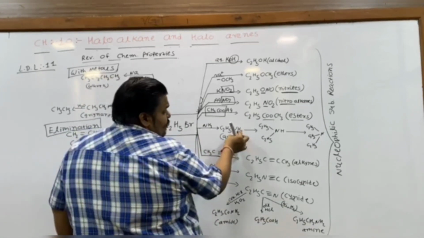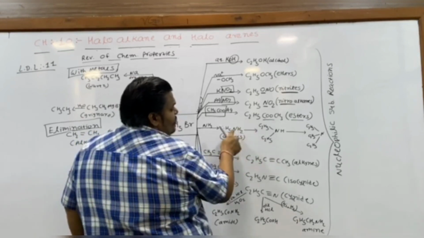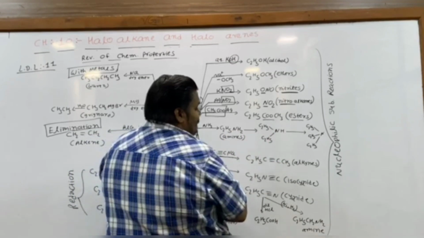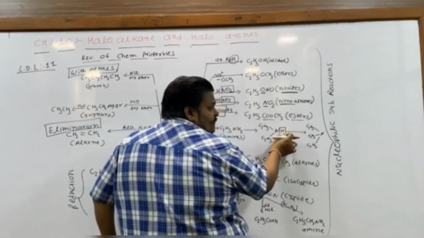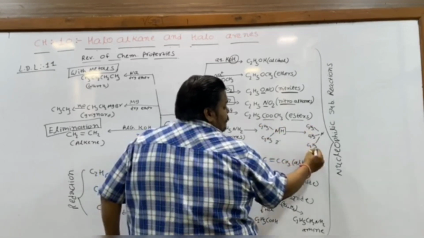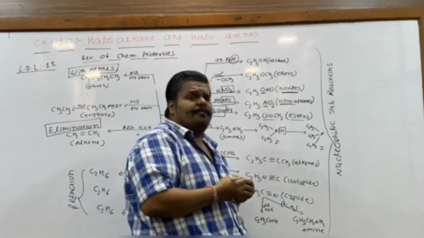Now one more hydrogen from NH2 gets substituted, one alkyl group added. Two alkyl groups along with the nitrogen produce a secondary amine. The third time we substitute the hydrogen. One of the hydrogens gets substituted. Three alkyl groups produce a tertiary amine. So we can have primary, secondary, and tertiary amines in the form of a mixture.